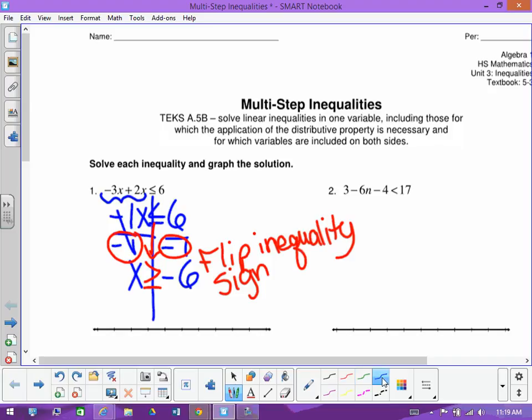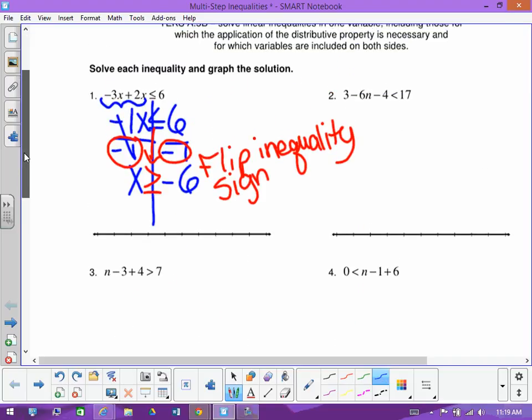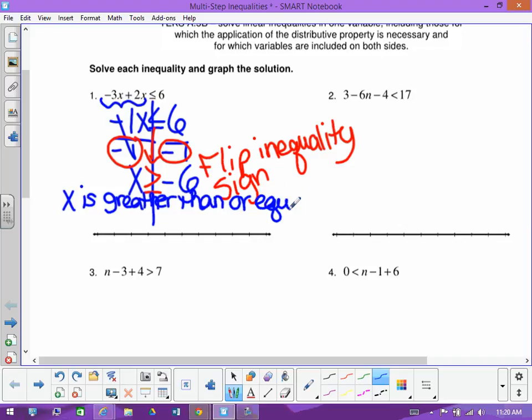So when we read this, we need to read this as x is greater than or equal to 6. We're going to read that in words from left to right. X is greater than or equal to negative 6. Negative on there. So it's on number 6, negative 6 on the number line.